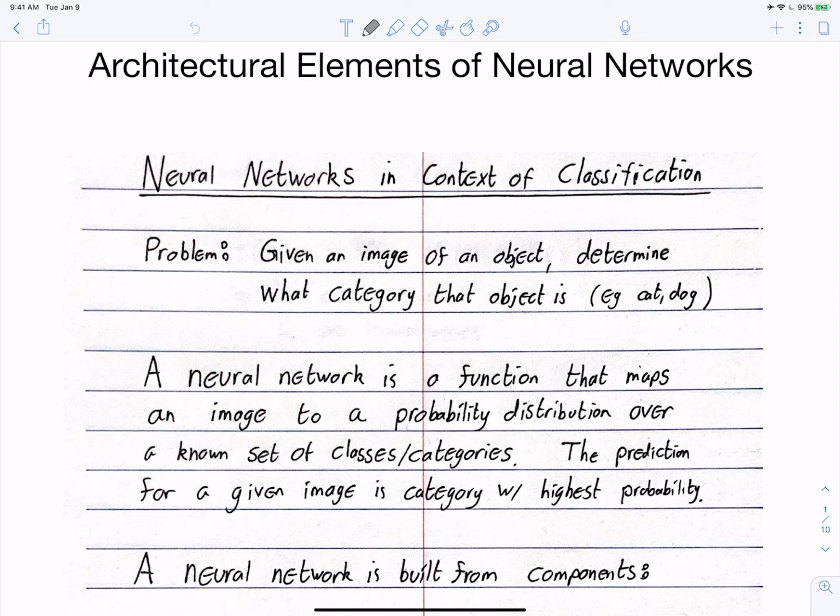We're interested in thinking about neural networks in the context of classification. And so what that means is we might have an image of an object and we want to decide what the object is. For example, is it a cat or a dog or a chair or a car, etc. So a common way to do this is with neural networks. And we could think of a neural network as a function which maps from images to a probability distribution over a known set of classes or categories.